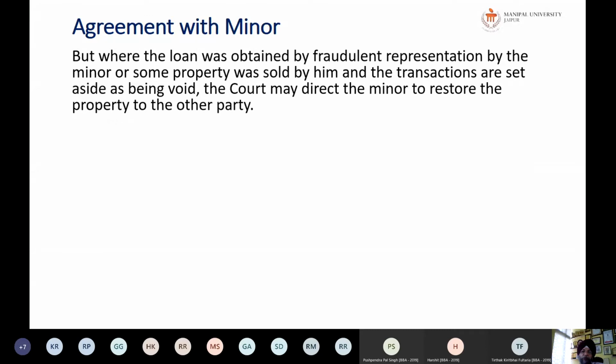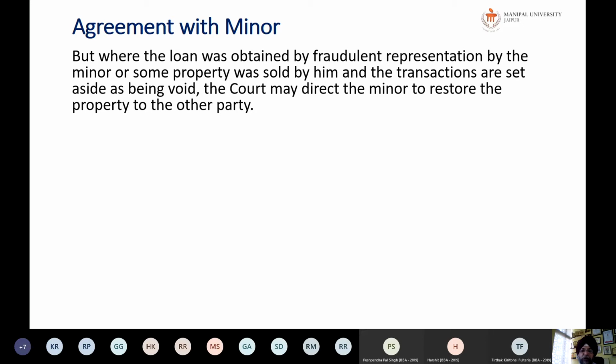But where a loan was obtained by fraudulent representation by a minor, or some property was sold by him and the transaction is set aside as void, the court may direct the minor to restore the property to the other party. One more important thing is that he cannot just enjoy all the benefits in front of him. Suppose, for example, he has purchased a property by misrepresenting his age, and afterwards he holds that property, and the court finds that the property does not belong to him and belongs to someone else. The court can then restore the property which he has to the other person, to whom the property actually belonged.